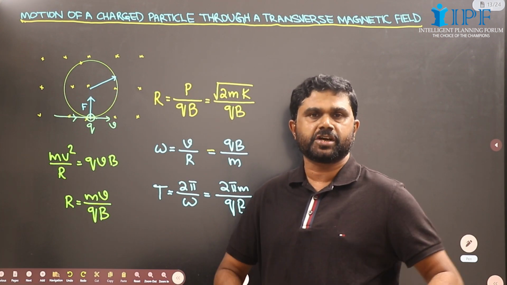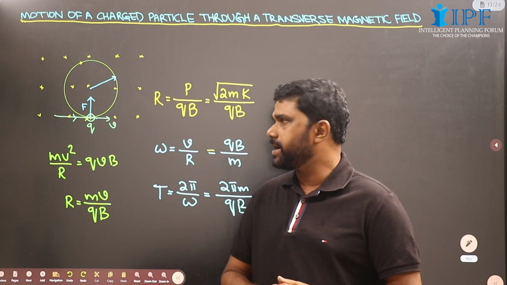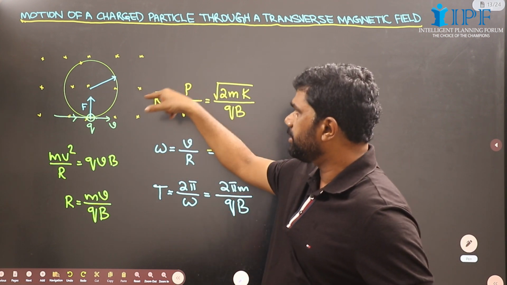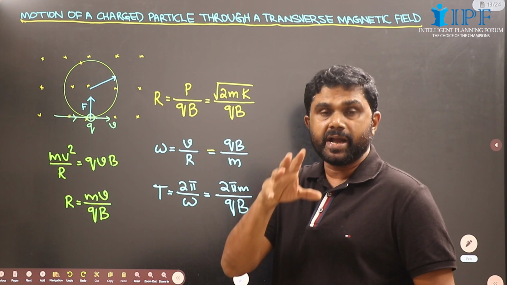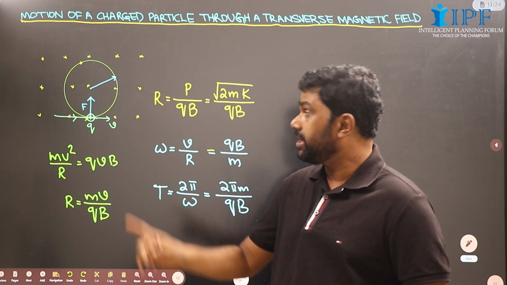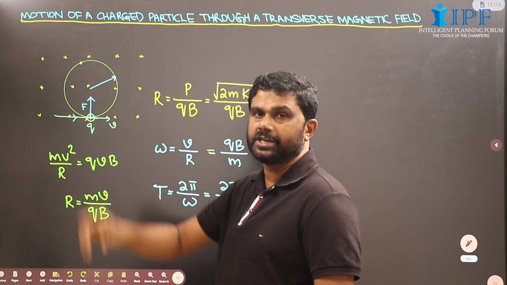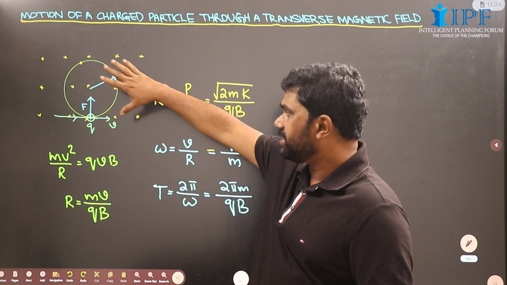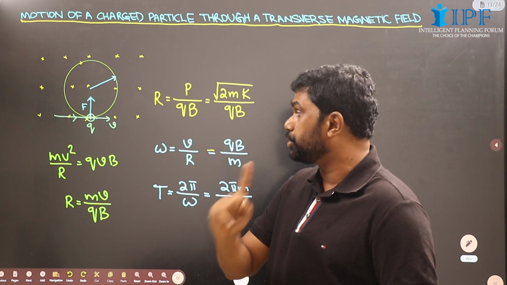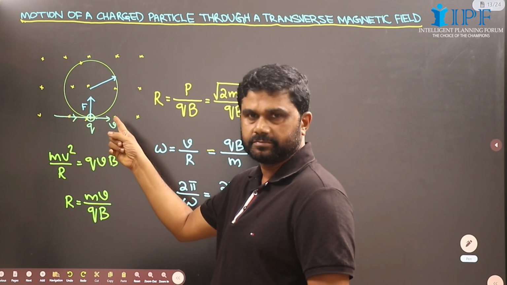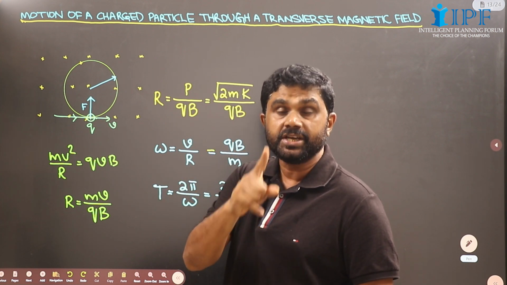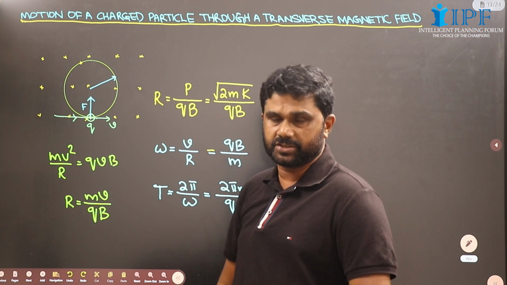Next, motion of a charged particle through a transverse magnetic field. See, a uniform transverse magnetic field is represented by crosses. If the magnetic field is represented by crosses, then the field is along the inward normal, and let us assume that the field is uniform. A particle of mass m and charge q is fired into this magnetic field. See, the initial velocity is perpendicular to the magnetic field.